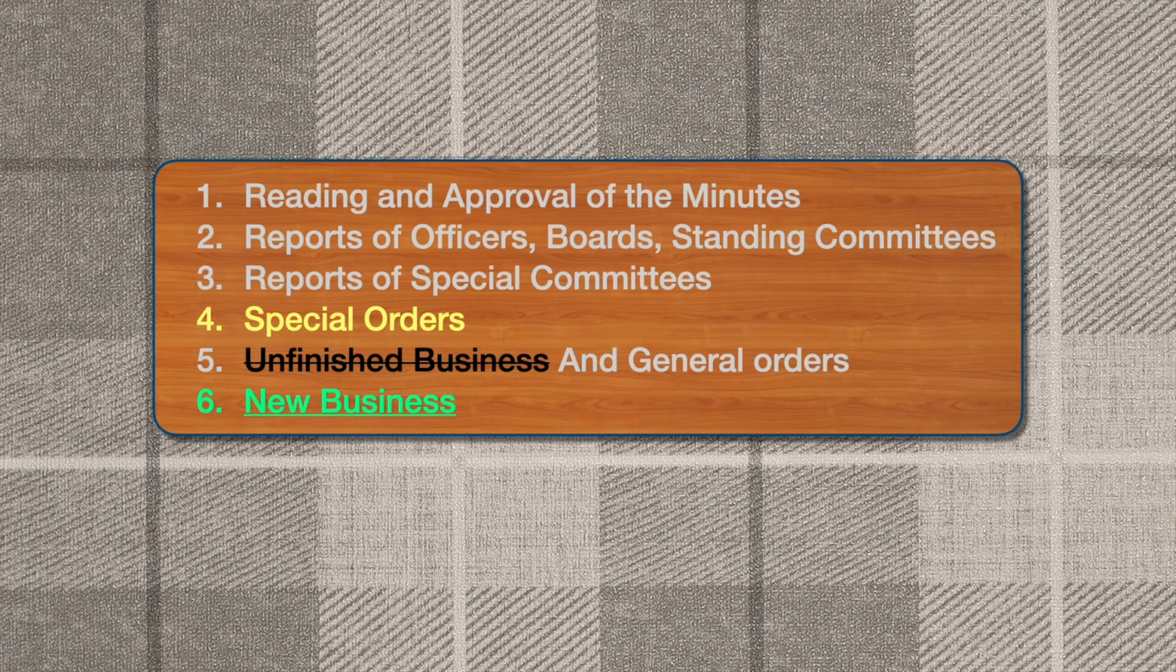We won't go into all the rules and procedures for special orders in this video, but just keep in mind that if an item of business is a special order and it isn't reached in one monthly meeting, it remains a special order for the next monthly meeting. So it would not come up under unfinished business. It would come up earlier than that under special orders because it's special. So unfinished business is never a surprise.